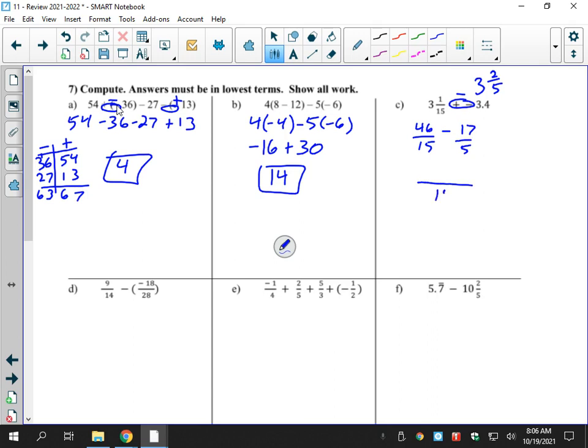Now our common denominator is going to be 15, so times 3, times 3, so that'll be 46 there. And then 17 times 3, 10 times 3 is 30, 7 times 3 is 21, so it's going to be minus 51, so negatives win by 5. So -5 over 15, which reduces to -1/3. We always must reduce. Our answers are always going to be in lowest terms.